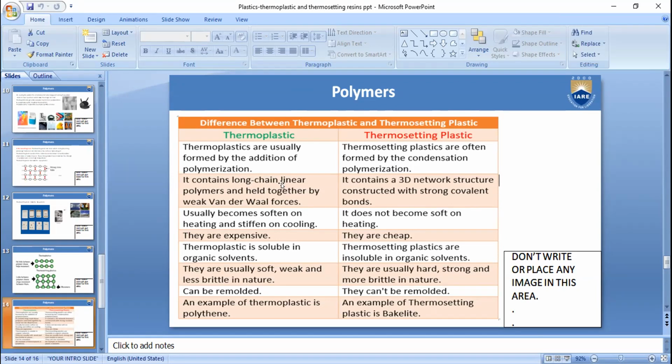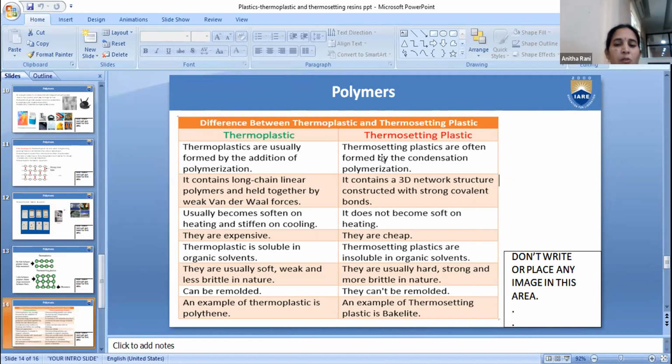Long chains, ma'am. Long chain linear polymers. Yesterday you have seen, no? Yes, ma'am. Long chain linear polymers are formed, with the chains held by weak bonds, weak van der Waals forces.